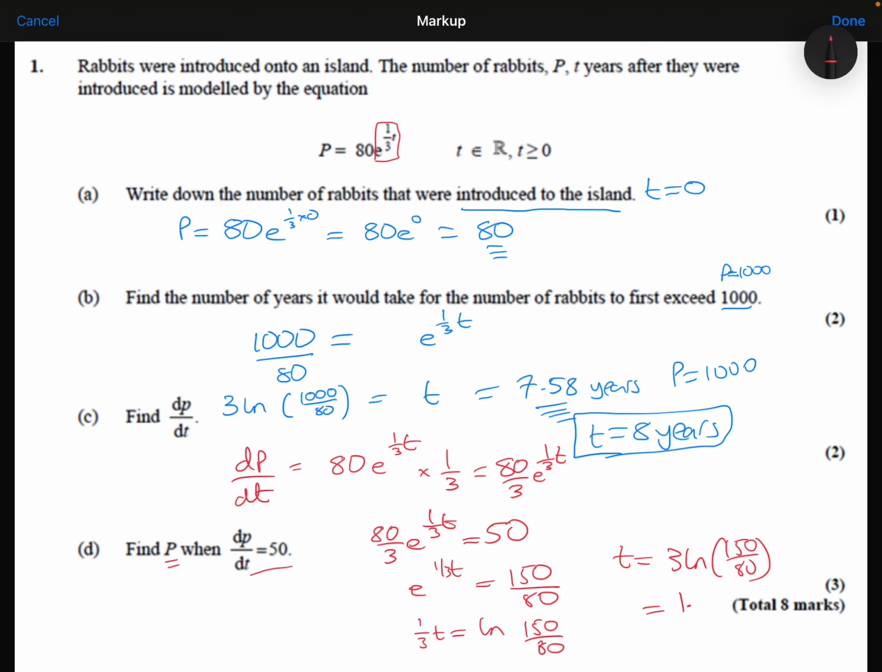So after 1.89 years to 3 significant figures, notice that's not the value of P though. So to get the value of P, I now need to take the value of T and substitute it back into the original equation to work out actually what the population is. So 80 e to the 1/3 times my answer, 1.89. So typing that into my calculator, I find that the number of rabbits would be 150.